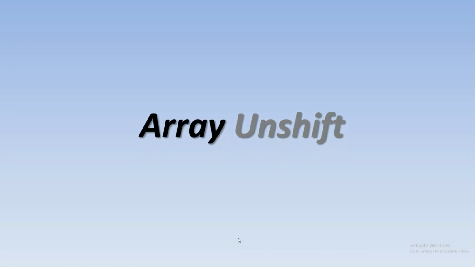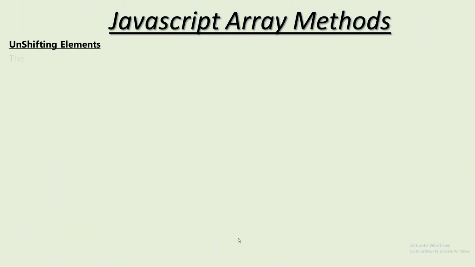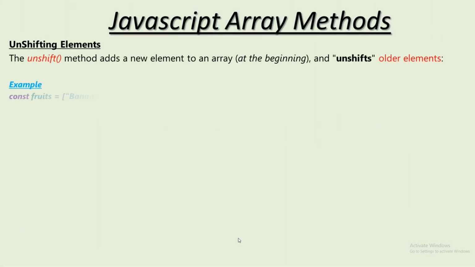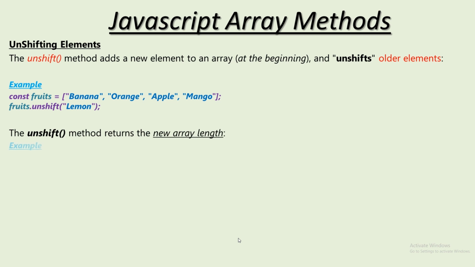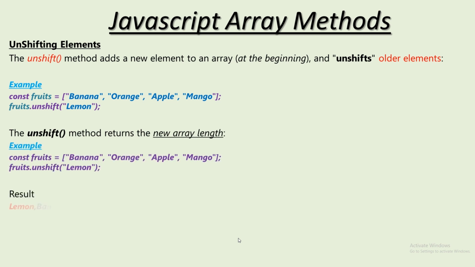The next one reads array unshift. If you look at the description, the unshift method adds a new element to an array at the beginning and unshifts older elements. So for example, const fruits equals to the four elements we have: banana, orange, apple, mango, and fruits dot unshift will add a lemon to it. The unshift method will return the new array length.